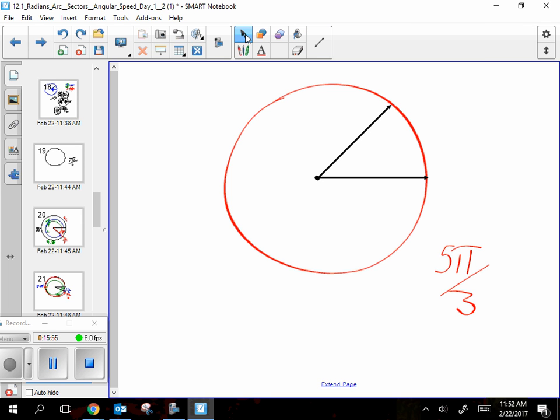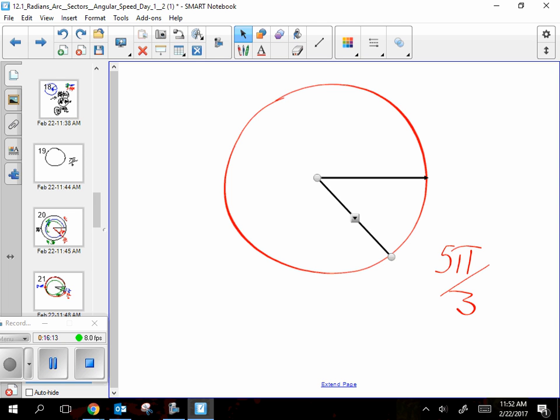Is it there? No. But that's kind of close to where 1 pi over 3 would be. And this is like 2 pi over 3. And this is like 3 pi over 3. You get where I'm going with this? And 4 pi over 3. And 5 pi over 3.